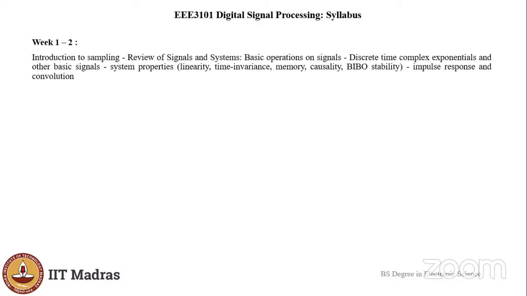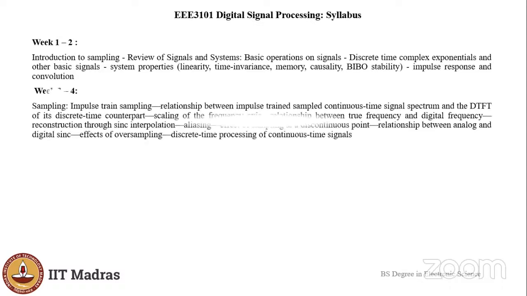Then you will learn what is called discrete time convolution. In signals and systems, you studied the convolution integral. Here it will be a convolution sum, and that will be introduced here. The impulse response of a system will also be introduced in weeks 1 and 2.